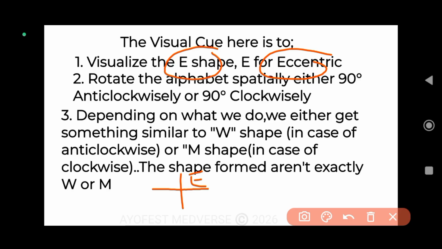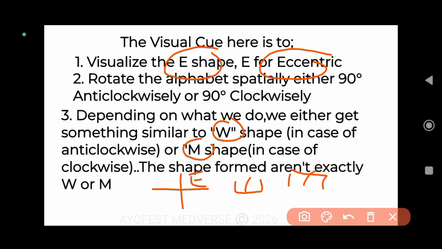So when you rotate E anti-clockwise 90 degrees, this is what you're going to get. You're going to get the shape. If it is clockwise 90 degrees, you're going to be getting this. So this is what I mean by that. Something similar to W or M, but they are not exactly W or M.